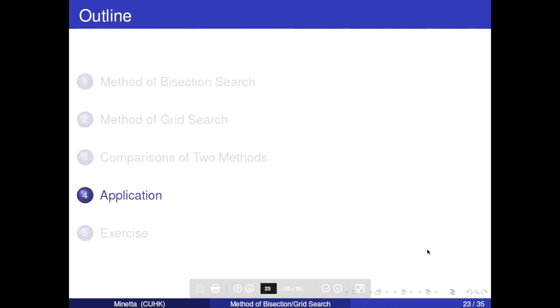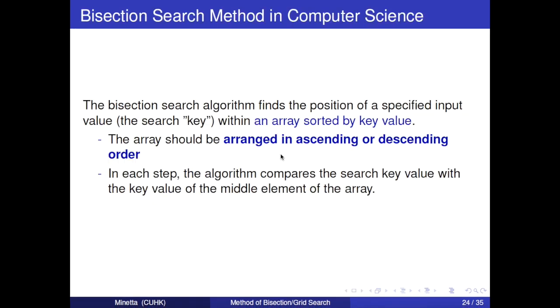We go to the application part. We all know that most mathematical methods can be used in computer science, and so does the bisection search method. It can be used to find the position of a specific input value within an array sorted by key value. You should notice that the array should be arranged in ascending or descending order, and then, in each step, the method compares the search key value with the key value of the middle element of the array.